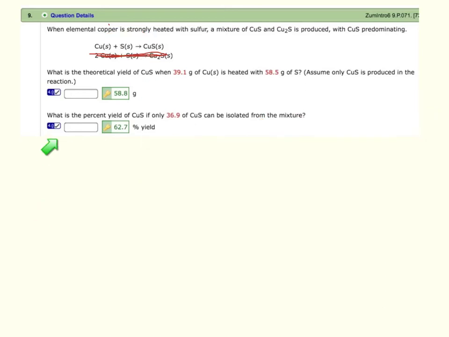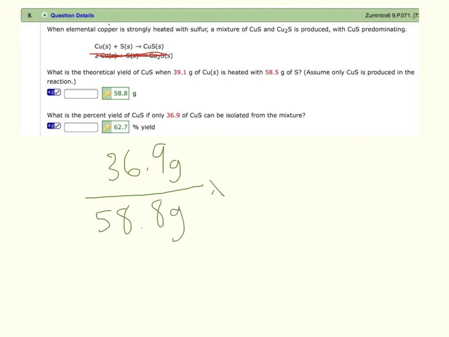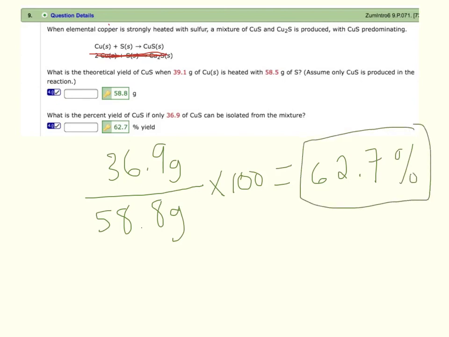So the last part is, what is the percent yield of CuS if only 36.9 grams of copper(II) sulfide can be isolated from the mixture? So that is the actual amount that you get. So you actually get 36.9 grams. But in theory, if you were to do the reaction with perfect conditions, you should get 58.8 grams. So 58.8 goes on the bottom because that's what you get in theory. Times it by 100, and you get 62.7% yield. And that is why that answer is right there.